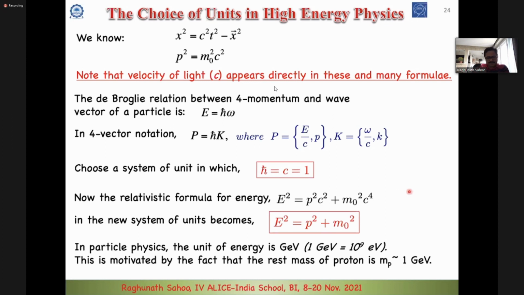Okay. So in particle physics, the unit of energy is GeV. And as you are working in ALICE, you know 1 GeV is 10 to the power 9 electron volt. And you know what is 1 electron volt, that also you know by now, and I am not going to discuss that. This is motivated by the fact that the rest mass of proton is around 1 GeV, because it is 938 MeV. So it is almost 1 GeV in approximation.